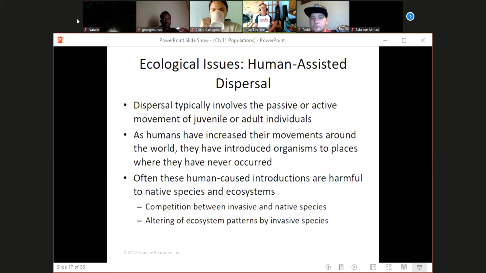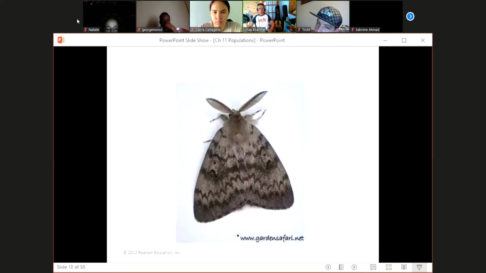Another way you can have dispersal is by piggybacking on your favorite human. We have done a really good job of aiding human-assisted dispersal of other organisms into different places. We're going to do a whole section on invasive species, but it's often harmful to bring a species from, say, Australia, the Australian box jelly, for example, over to the US because there are no predators for it here. The lionfish is another great example of this. There's going to be competition between invasive and native species, and a lot of times the native species aren't ready for that. They didn't evolve with that organism in their environment, and so it can greatly alter the ecosystem.